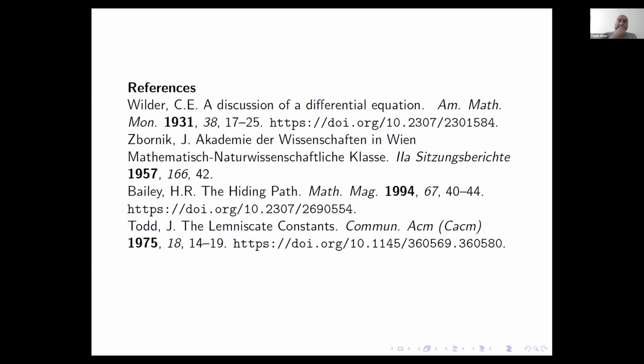The problem that I mentioned was also mentioned in other books. I can mention the paper of Wilder in American Mathematical Monthly from 1931. I can also mention the paper in Zbornik from 1957. I can mention Bailey's paper in Mathematics Magazine from 1994. About the lemniscate constants that I mentioned, you can read from the paper of Todd from 1975.